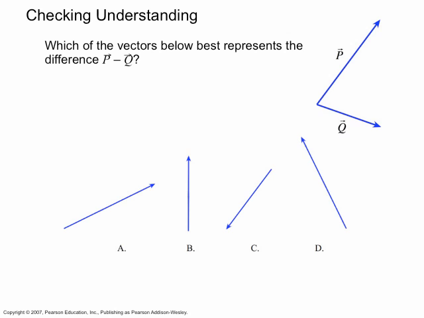So negative Q's tail is at the head of P, and the net vector's tail is at the tail of P, and the net vector's head is at the head of negative Q. Do so and pick your choice and submit it on Blackboard.